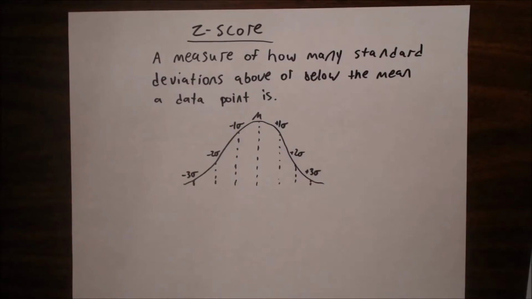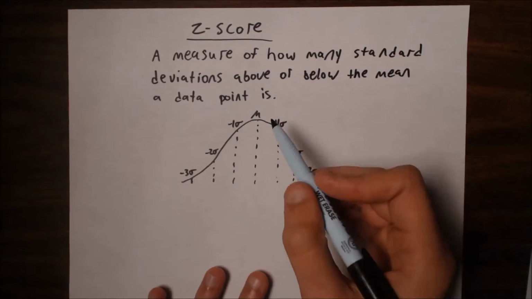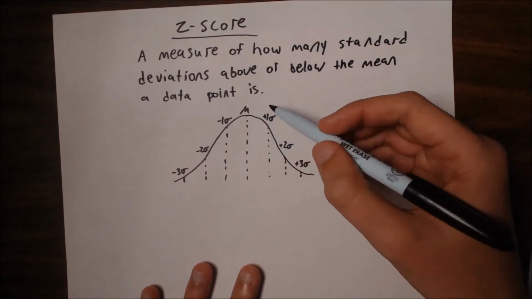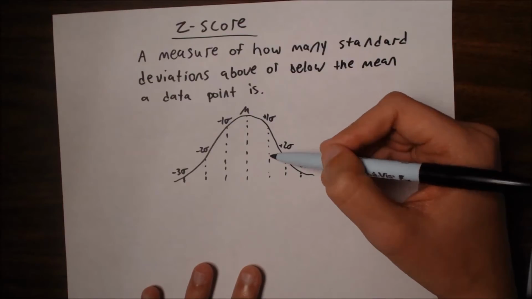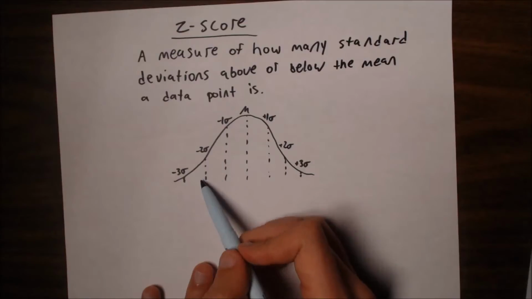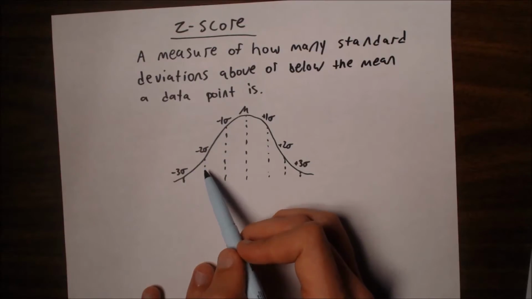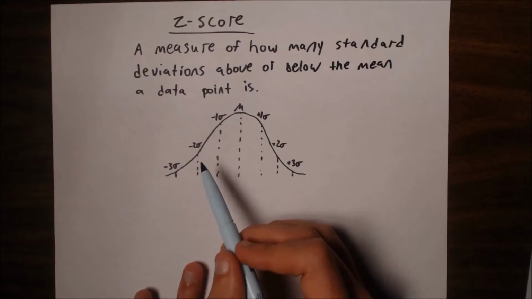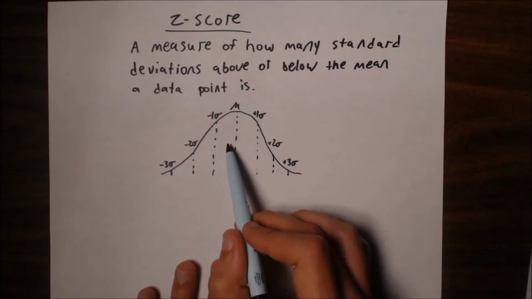A z-score is a measure of how many standard deviations above or below the mean a data point is. In other words, it's basically just saying how many standard deviations you are from the mean. So if I have the mean here, and I've got a data point that's one standard deviation above the mean, we would say it has a z-score of 1. Or if it was 2 standard deviations below the mean, you would say it has a z-score of -2. Where it gets interesting is when you start talking about z-scores which are decimals, in between.